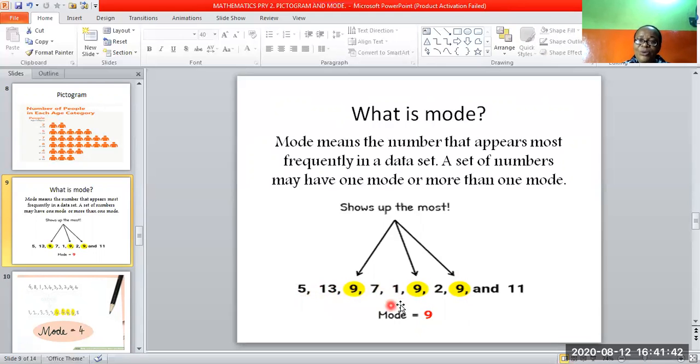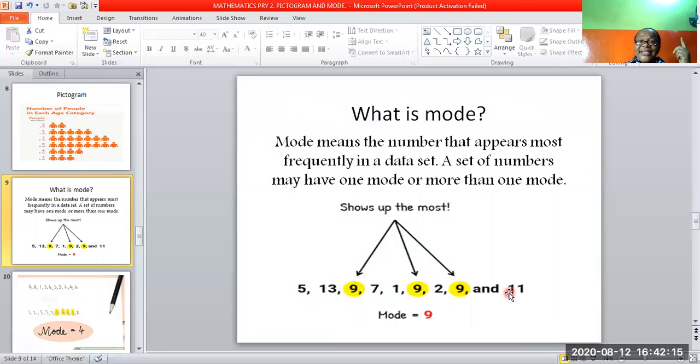Number 5 is nowhere to be found except in group 1. 13 is nowhere to be found except in group 1. 7 cannot be found anywhere in these numbers except in group 2. 1 cannot be found except in group 2. 2 itself cannot be found anywhere in this group except in group 3. 11 cannot be found or repeated anywhere; it remains in group 3. Are we together?